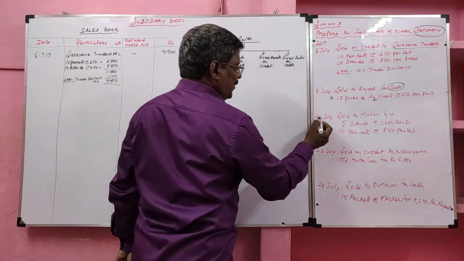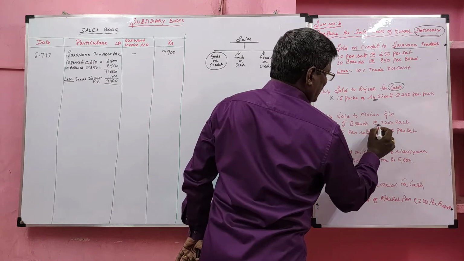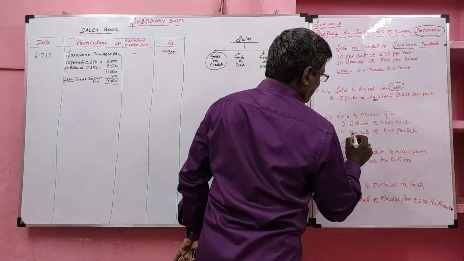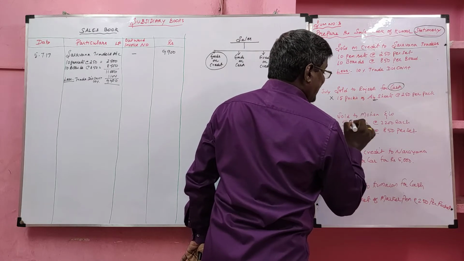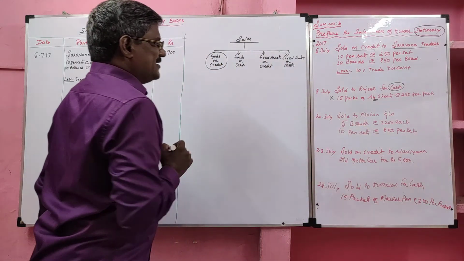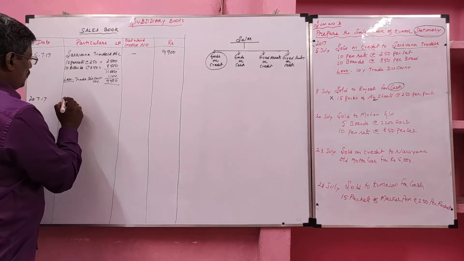Next, 20th July, sold to Mohan and Co. 5 boards at 2,200 each, 10 pen sets at 850 per set. It is a credit sale, so it will be recorded in the sales book. On 20th July 2017, sold to Mohan and Co.